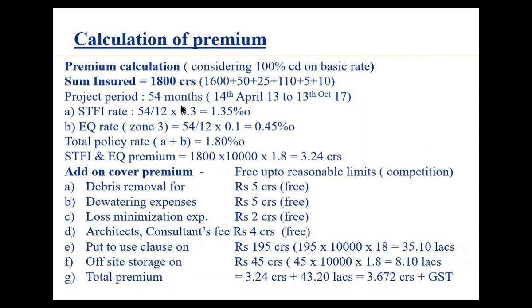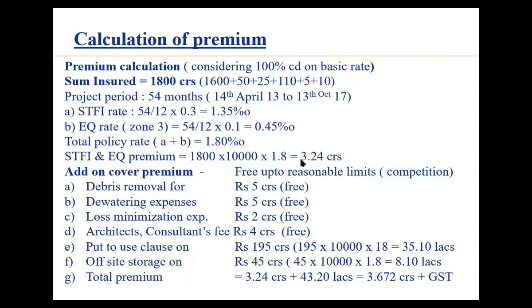Now project period 54 months. I have already explained. STFI rate, now 54 months project divided by 12 multiplied by 0.3. This is to be charged on pro rata basis. STFI rate is 1.35. EQ rate zone 3. Again the same formula, but the rate is 0.1 for zone 3. So the rate comes as 0.45. So total policy rate, 100% discount here, your net cat, STFI and EQ comes to 1.80 for 54 months period.